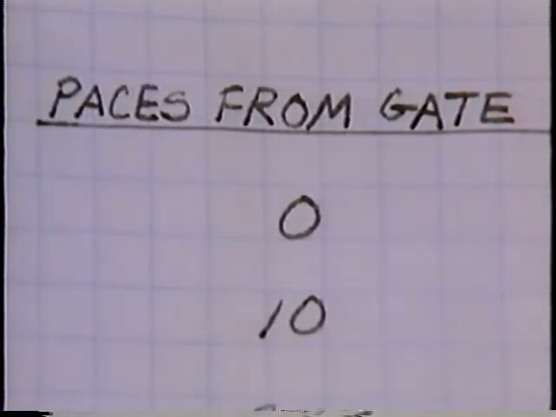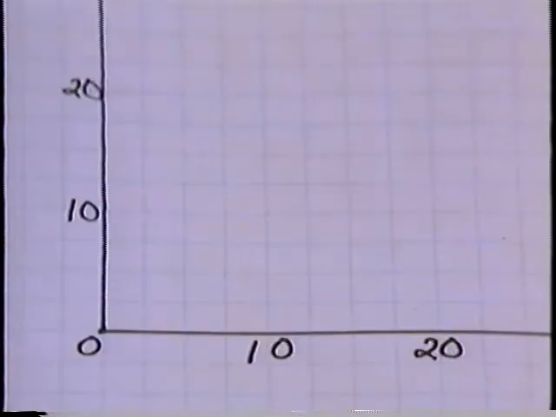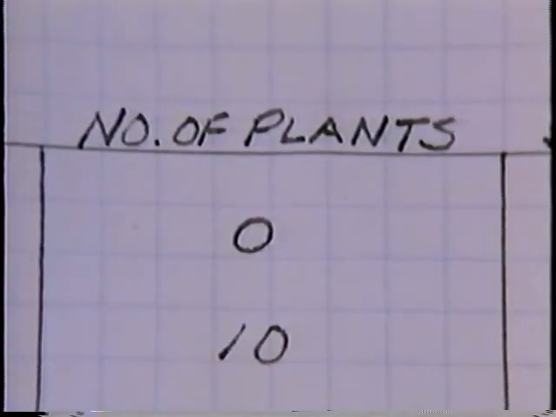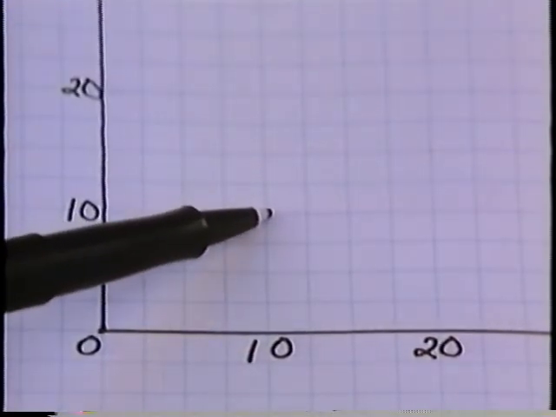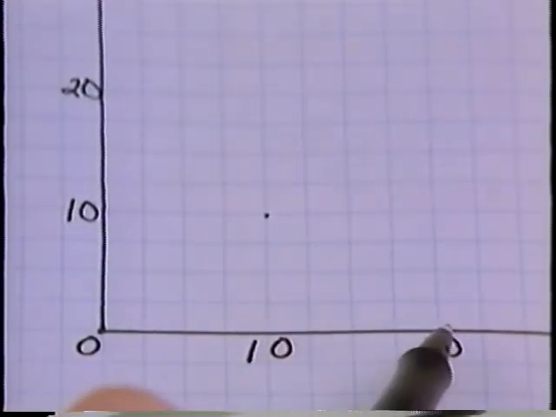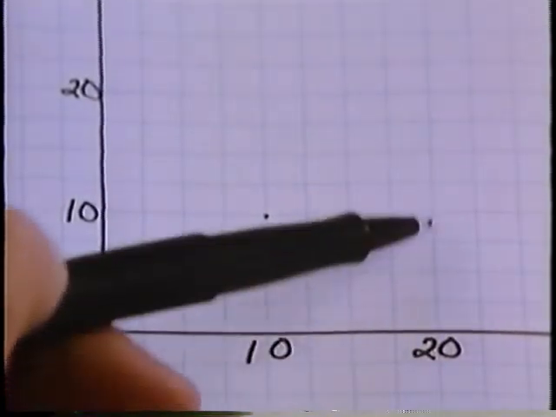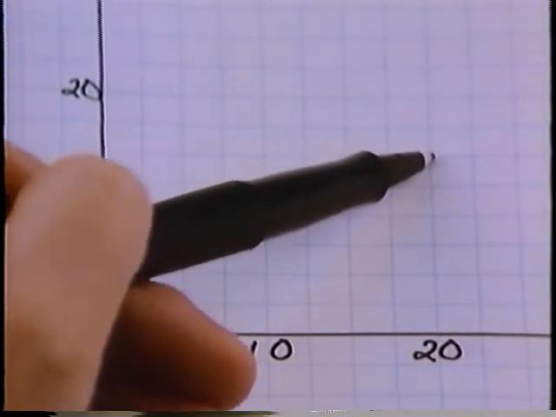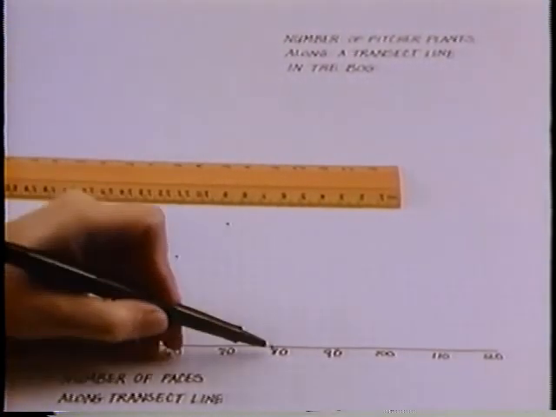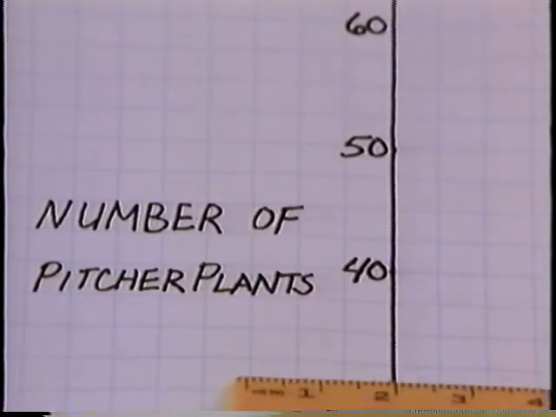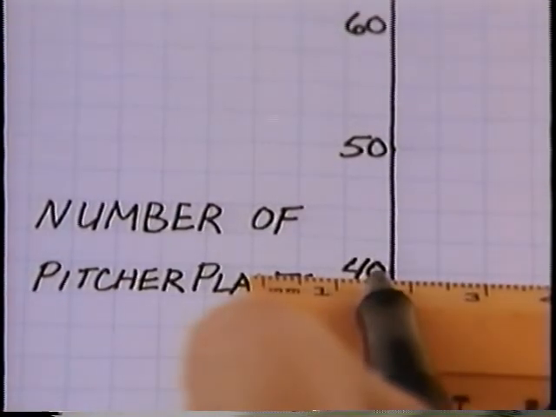At 10 paces from the gate, there were 10 pitcher plants counted. At 20 paces, 15 pitcher plants. At 80 paces, 40 plants were counted.